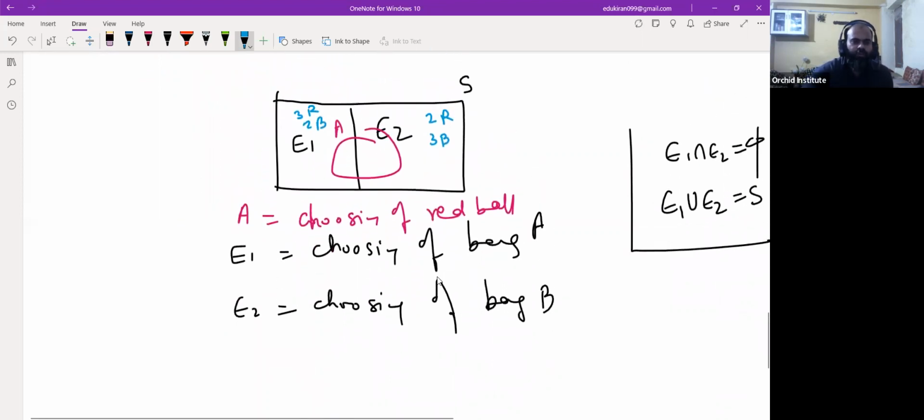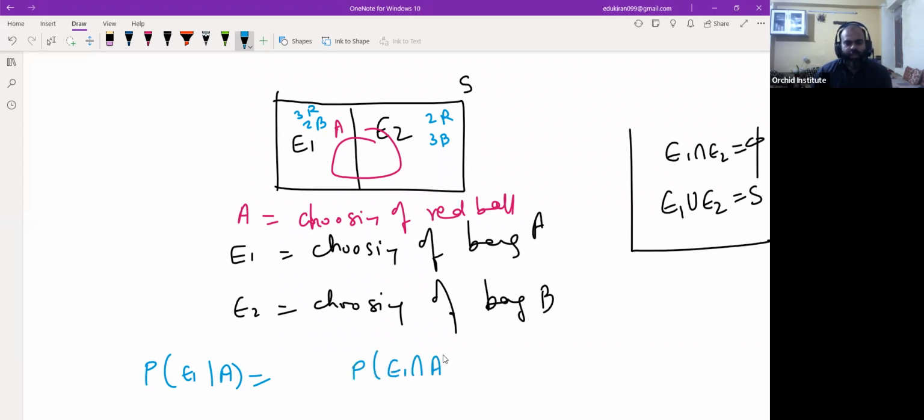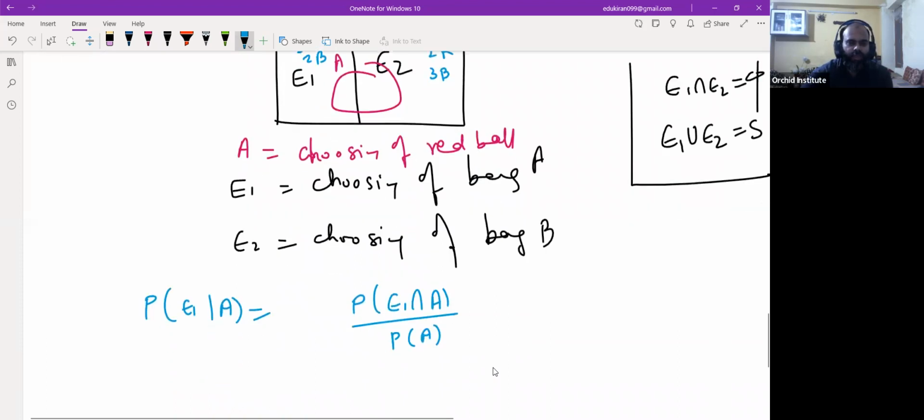If you want to find P of E1 given A, that is what we were talking about: if the red ball has come, what is the probability that it has come from bag A? Write it as P of E1 intersection A by P of A. Now P of E1 intersection A and P of A can be calculated like this: P of A given E1 into P of E1.